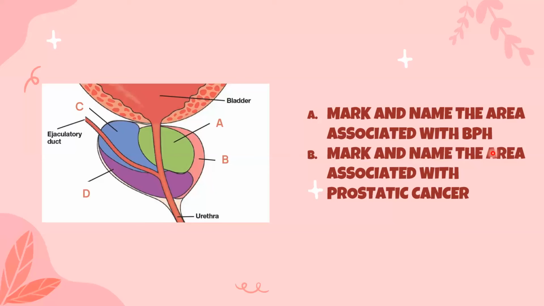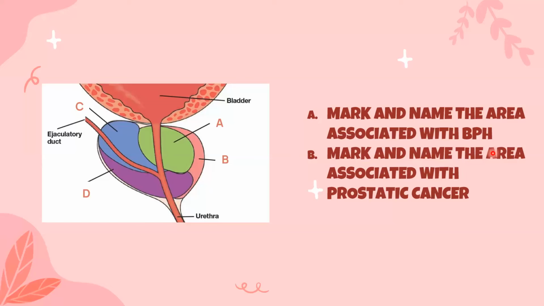So when I'm talking about benign prostatic hyperplasia, which zone am I referring to? A, B, C, or D? A? Inshallah, that's going to be you after you leave the exam: yeah, I got an A. Wait, let's backtrack. We were doing well. So what is A?